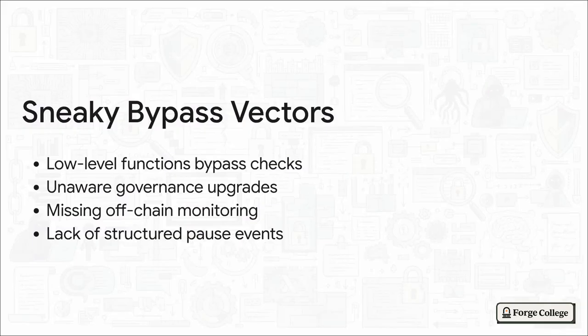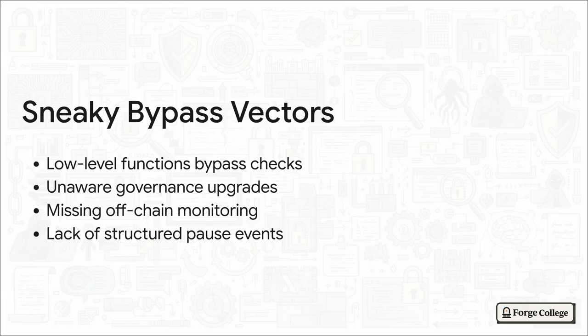We also see some other sneaky bypass vectors. A big one is low-level execute or batch functions. If you build a fancy low-level execution path for compatibility, but you forget to add that crucial check to make sure the contract isn't paused, your pause mechanism is basically useless. It's totally bypassed.